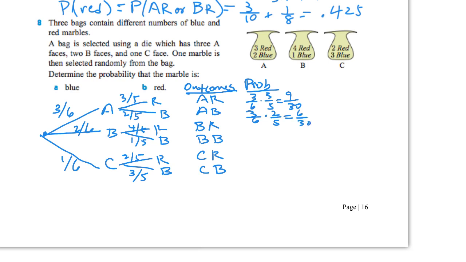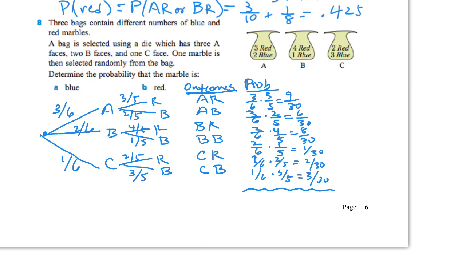Squishing this in a little bit. 2/6 times 4/5, 8/30. 2/6 times 1/5 is 1/30. 1/6 times 2/5, that's 2/30. 1/6 times 3/5, that's 3/30. Okay, again, you should check your tree. You should definitely see that we got 30/30, which is 1.